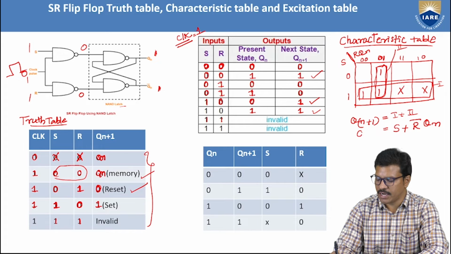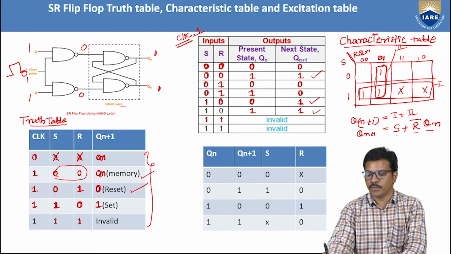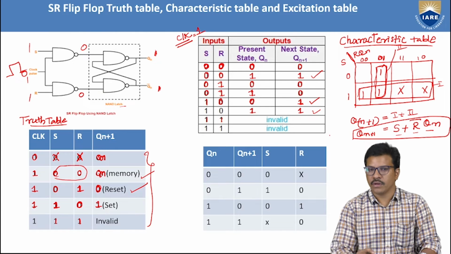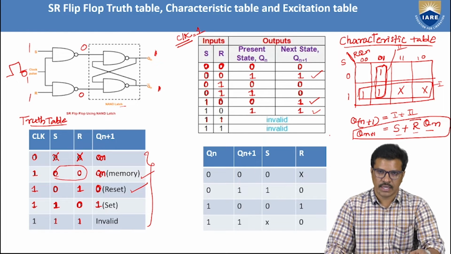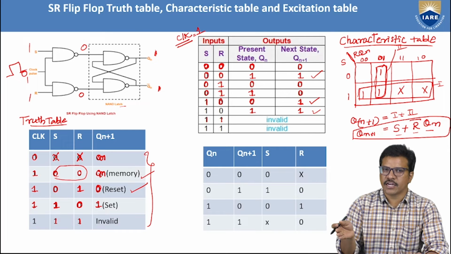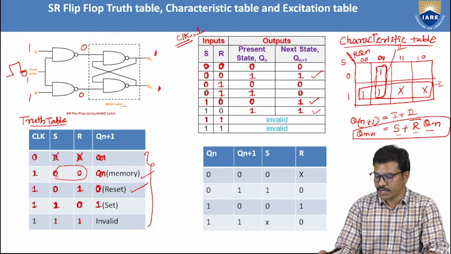So the next state Qn plus 1 is defined in terms of the present state Qn and the present inputs S and R. So in this way we can achieve the next state from the characteristic table. That is the purpose of the characteristic table. Remember it: the characteristic table is achieved from the truth table, and the excitation table is achieved from the characteristic table. Now let us see how to get the excitation table from the characteristic table.